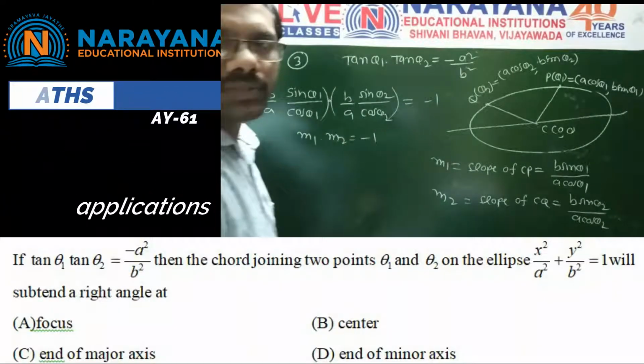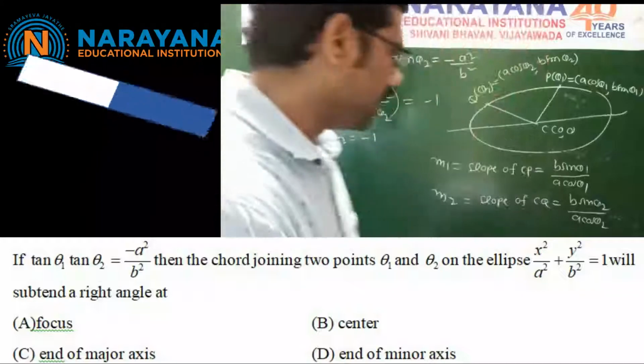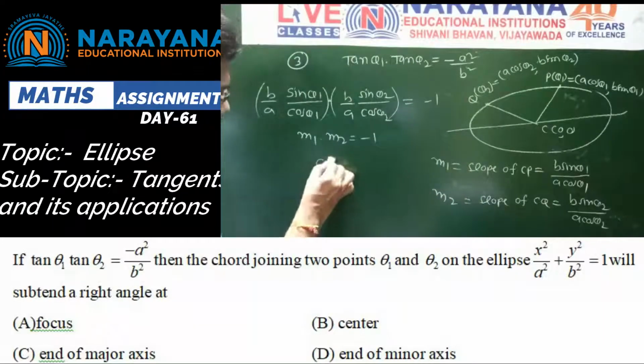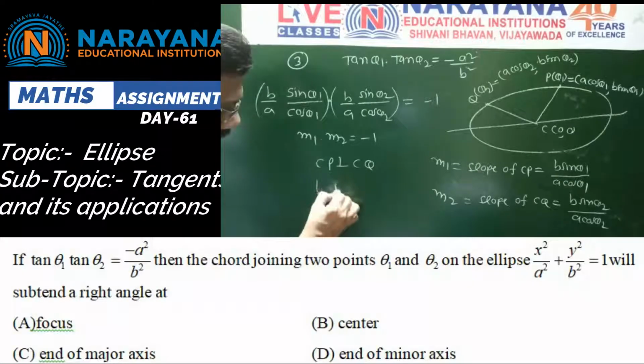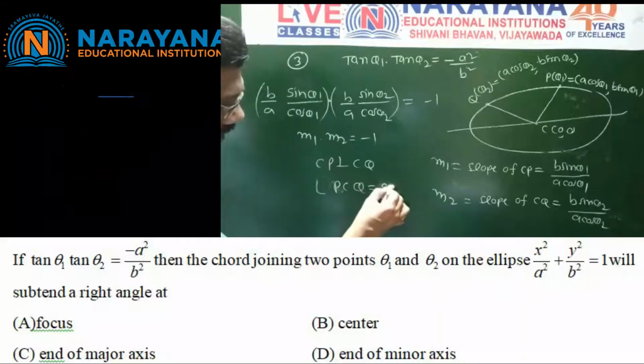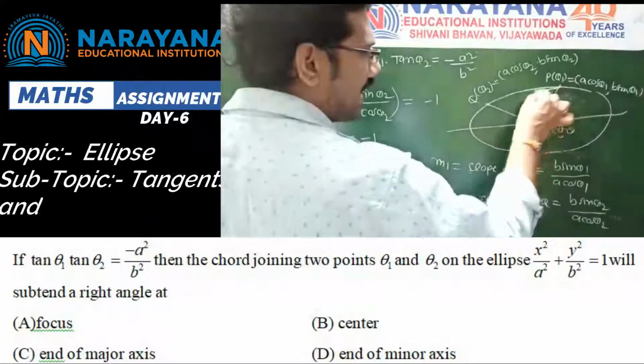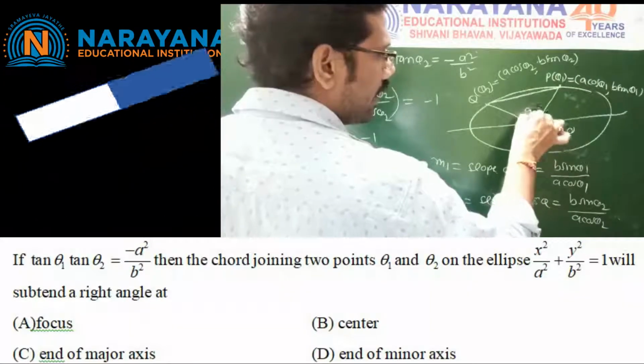M1 M2 is equal to minus 1. The product of their slopes is minus 1. CP is perpendicular to CQ. Angle PCQ is equal to 90 degrees. Therefore, this chord subtends a right angle at the center of the ellipse.